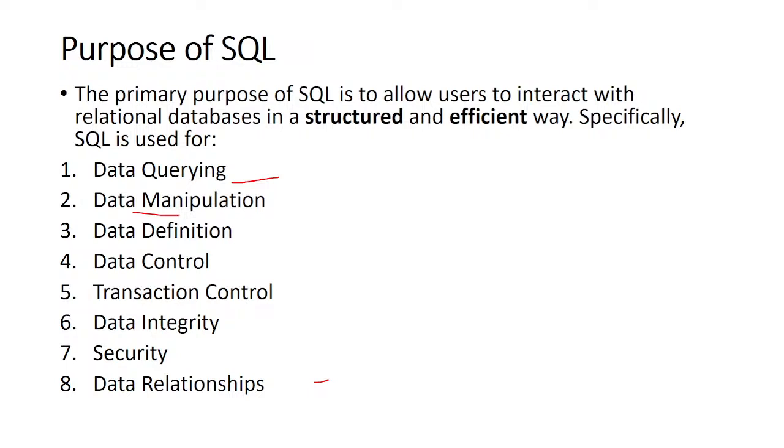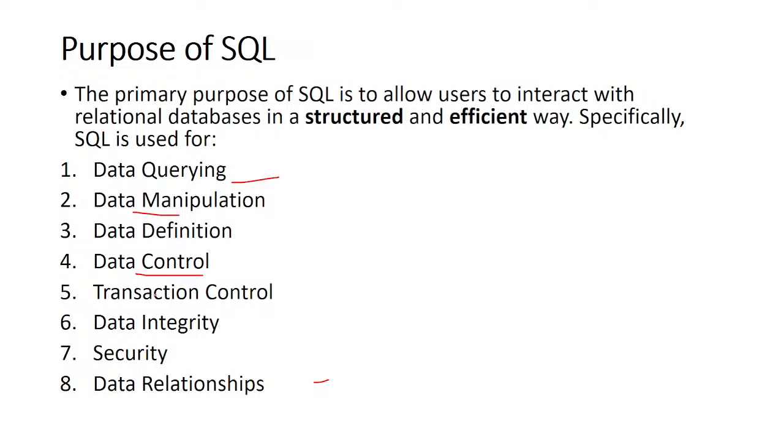And another, the fourth point, is data control. Data control means GRANT or REVOKE. Grant means assigning permission. Basically, you can assign permission to users with user roles, like read. Some users have only read permission, some users have read and write permission, some users have only write permission. So that is data control, basically GRANT. Basically, another is REVOKE. That means you can remove user permission from the database.